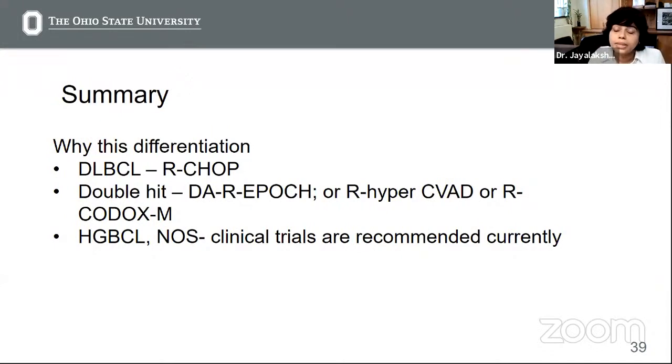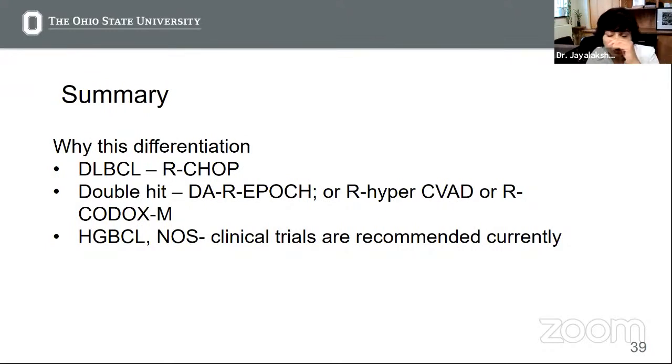The regular diffuse large B-cell lymphoma, not otherwise specified, is usually treated with, or at least first-line treated with, a regimen like R-CHOP. Whereas double hit, triple hit will require more aggressive approaches like an RFO. And for high-grade B-cell lymphomas, currently clinical trials are the ones recommended. In other words, there is no definitively defined treatment for this category still. But aggressive regimens like R-EPOCH and other similar ones are being tried at different centers.